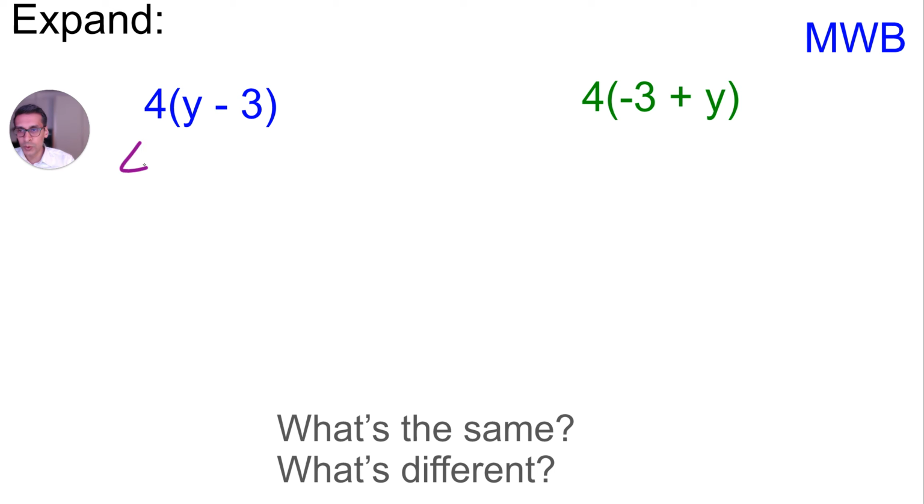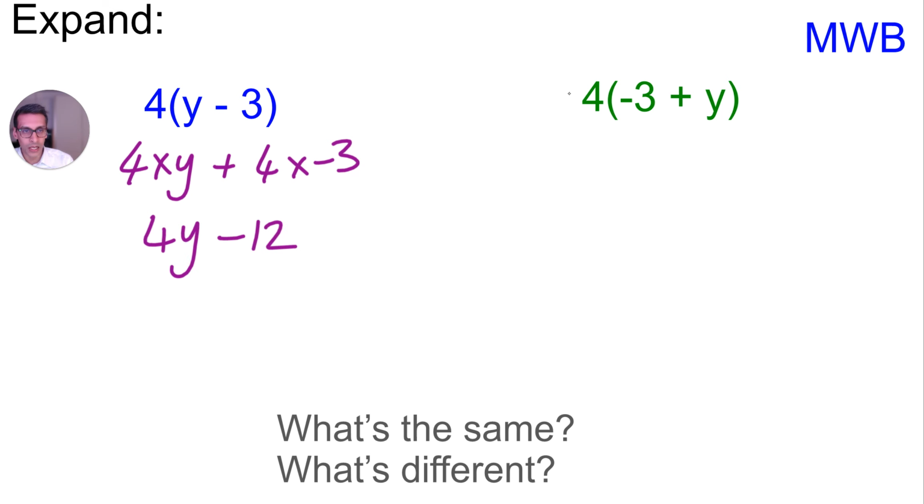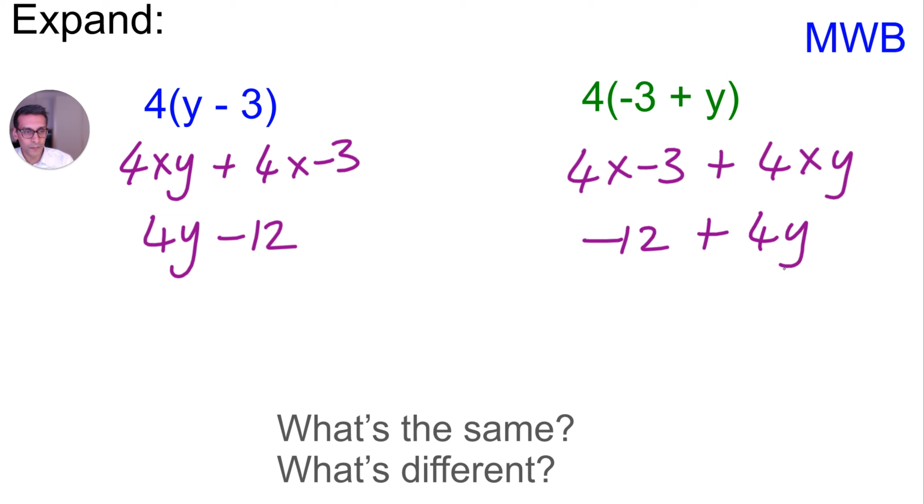So first of all, we're going to do 4 times y plus 4 times negative 3. Now I'm just going to go straight to the answer here. So it's 4y minus 12. And then on this side here, 4 times negative 3 plus 4 times y. So 4 times negative 3 is negative 12 plus 4y. Now what you've noticed here is inside the bracket, you've got y minus 3. And in this bracket, you've got negative 3 plus y.